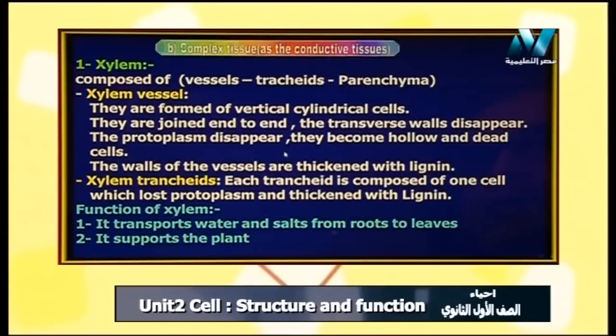Xylem vessels are composed of vertical cylindrical cells. They join end to end and the transverse walls disappear, the protoplasm disappears, and they become hollow and dead cells. The walls of vessels are thickened with lignin. Xylem tracheids: each of the tracheids is composed of one cell which lost the protoplasm and is thickened with lignin.